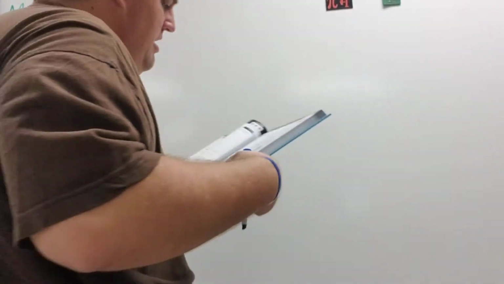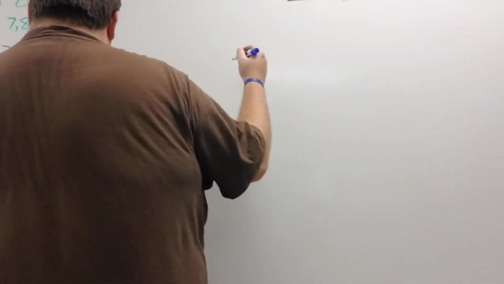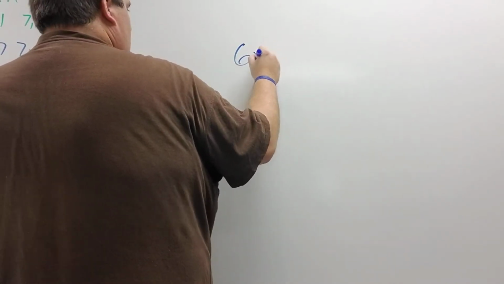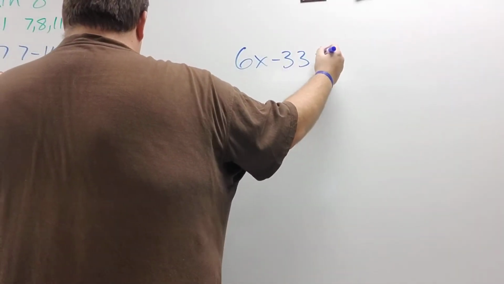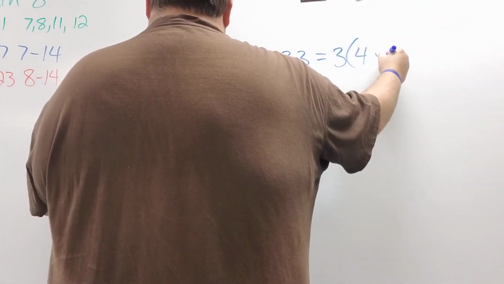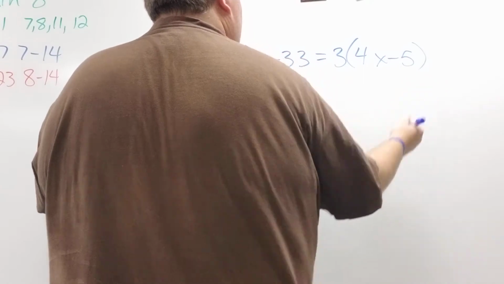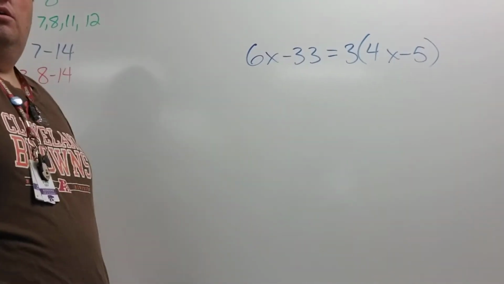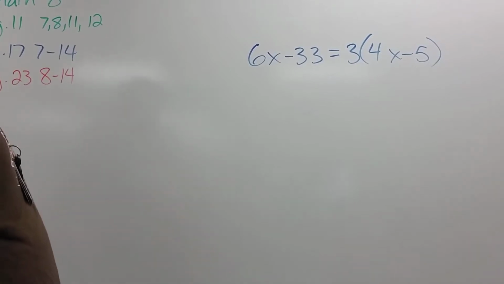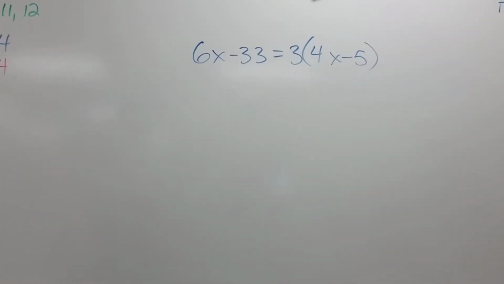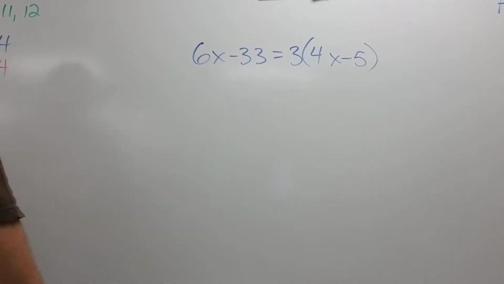So let's see. I'm going to snag... let's do 6x minus 33 equals 3 times quantity 4x minus 5. Cool. So, as you can see here, we have a little bit different this time. We have distributive property, right?